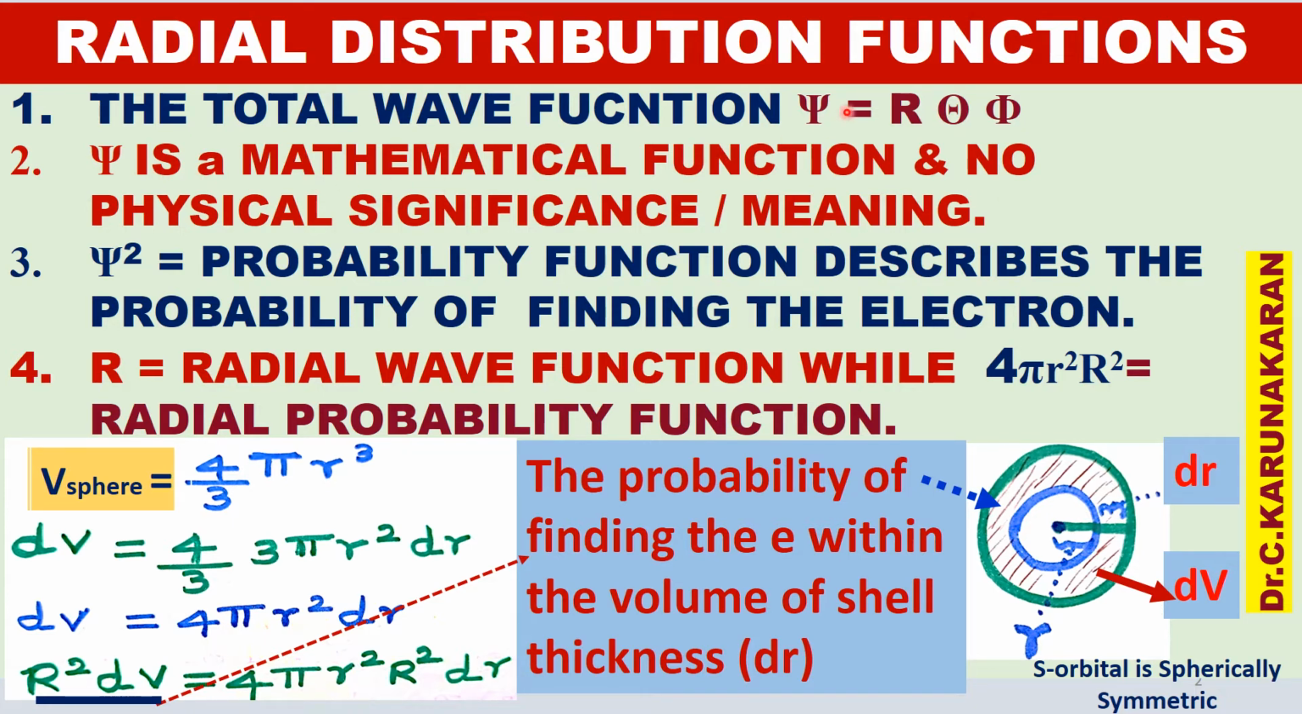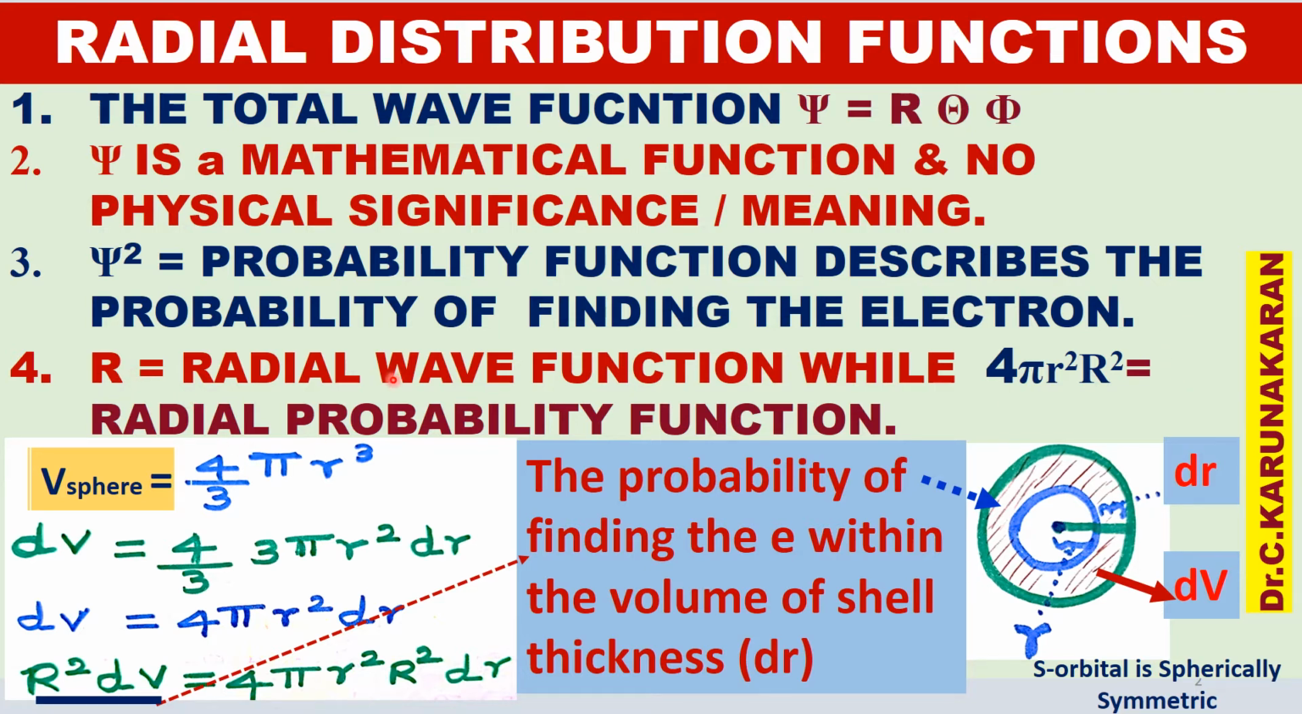The wave function psi is a mathematical function. It has no physical meaning or significance. So, the probability function is defined, because it has physical significance and physical meaning. The probability function describes the probability of finding the electron per unit volume, or per unit distance in the case of a one-dimensional system.